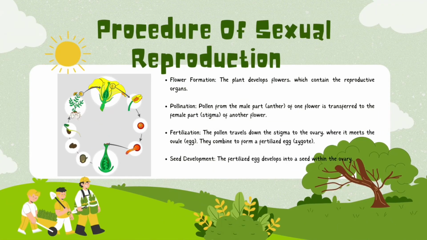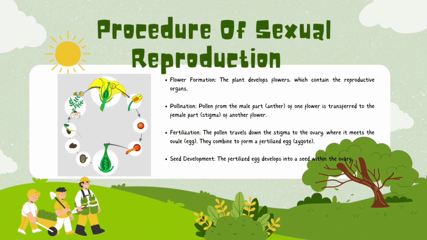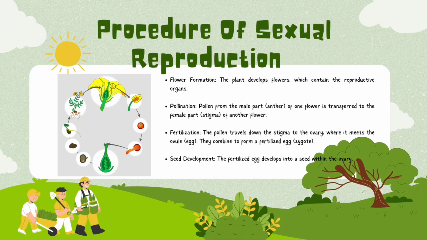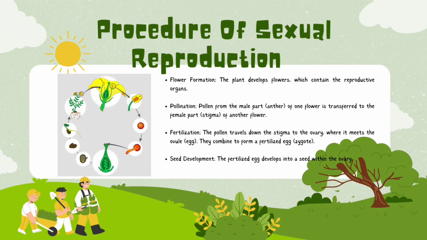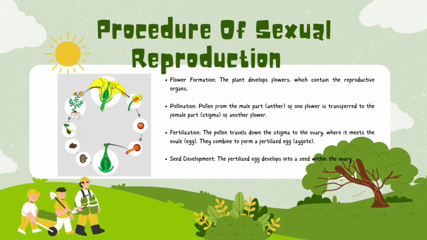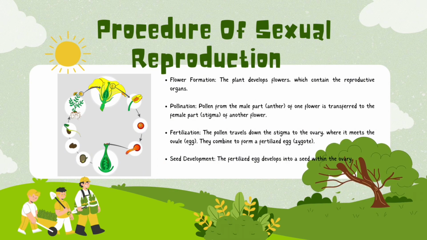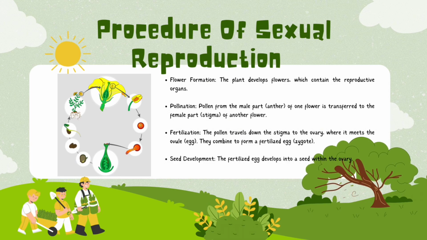Flower formation. The plant develops flowers, which contain the reproductive organs. Pollination. Pollen from the male part, anther, of one flower is transferred to the female part, stigma, of another flower. Fertilization. The pollen travels down the stigma to the ovary, where it meets the ovule, egg. They combine to form a fertilized egg, zygote.